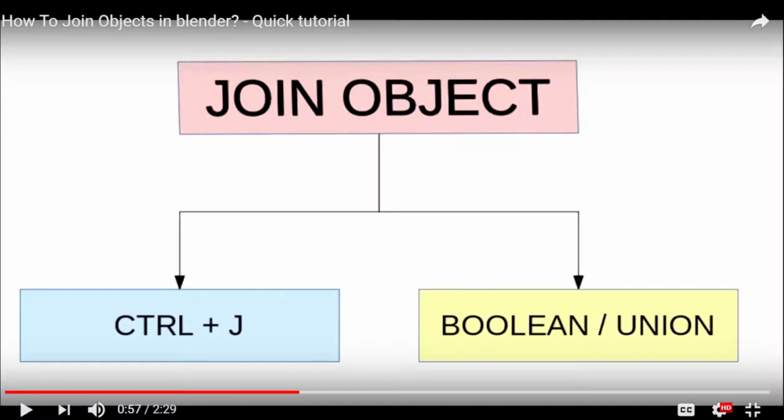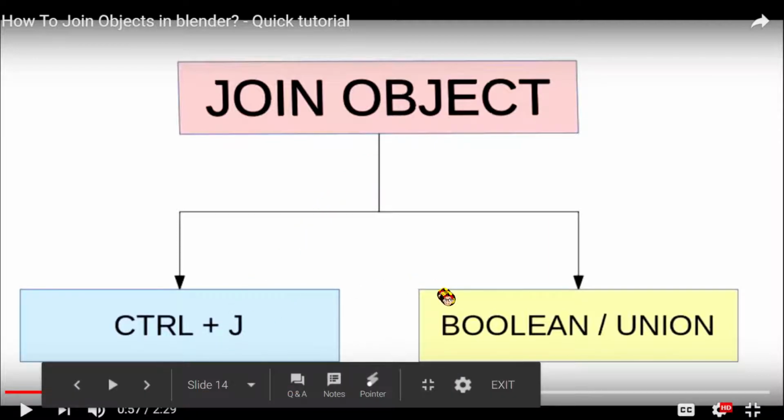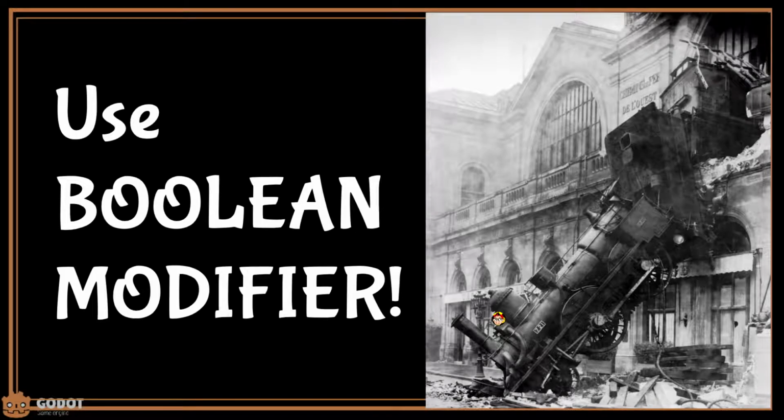This is a great video. Again, I will definitely put this in the cards, if not at the end. Just definitely in the cards. This is about how to join objects in Blender. And he goes over two methods, Control plus J and Boolean union, which is a modifier. I would just go Boolean modifier, just use that.